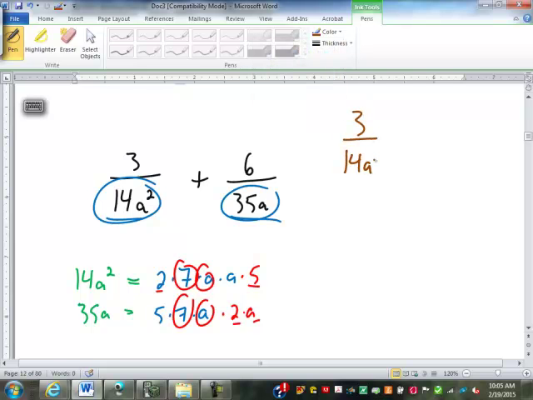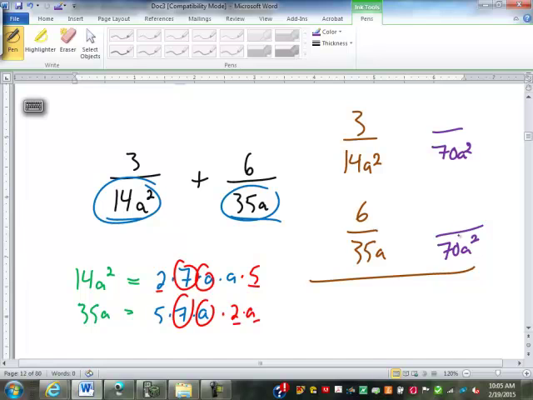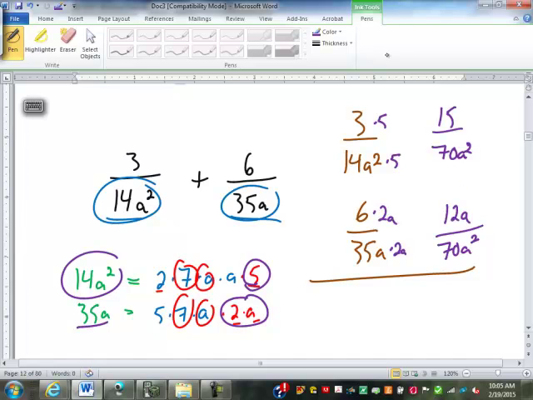3 over 14a squared and 6 over 35a. We've determined that our common denominator is going to be 70a squared. How do we get to that? Well, it's right here. To make the 14a squared into a 70a squared, what's in red here? We had to multiply by 5. We had to multiply the 3 by 5 to get 15. What do we have to do to turn the 35a? Well, right here. The 35a, we had to multiply by a 2a. So 6 times 2a is 12a.